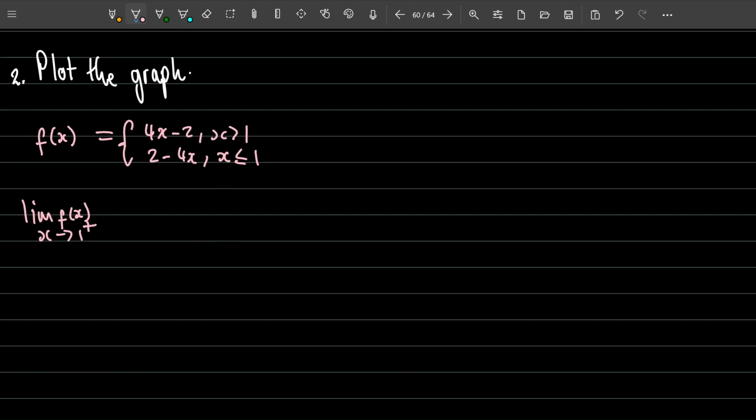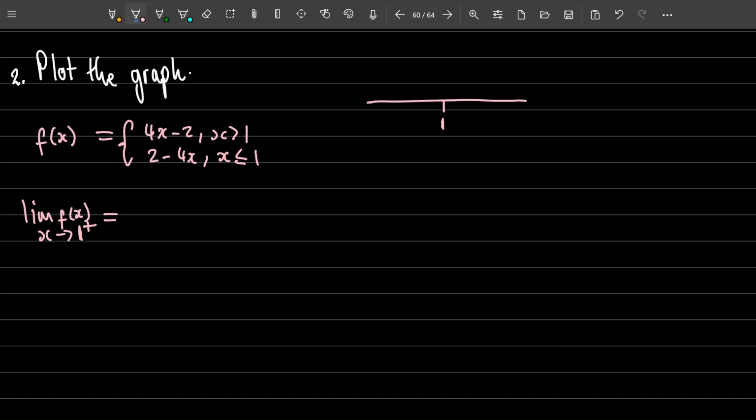Then I'll find the limit of f of x as x approaches 1 from the left. So I find them one at a time. Okay? So what is the limit of f of x as x approaches 1 from the right? Now I want you to understand. Let's put our number lines so that we visualize. I like to visualize things.